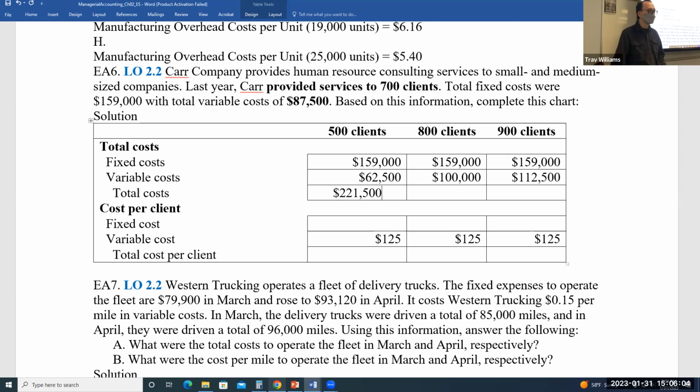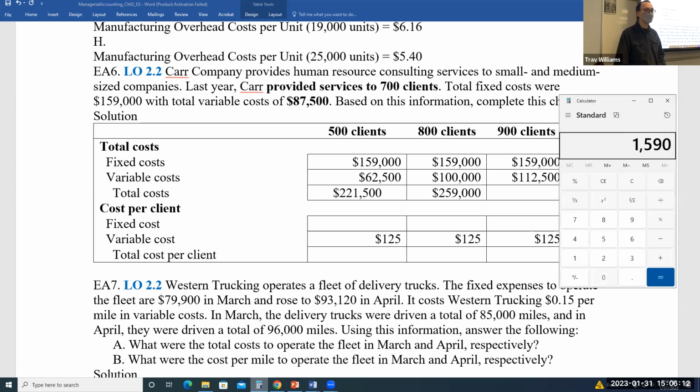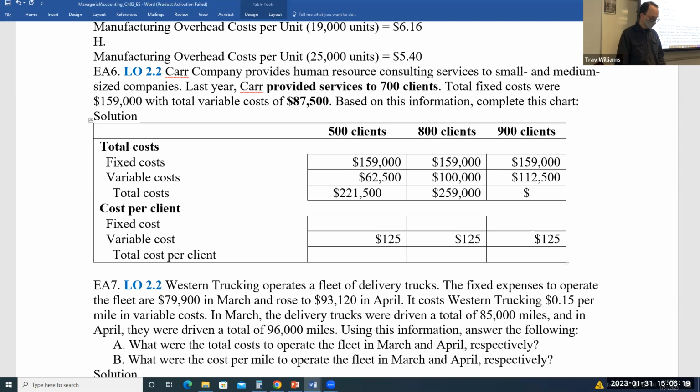I don't know what's up with the alignment here. This one's pretty easy, 259,000. And the last one, 271,500.